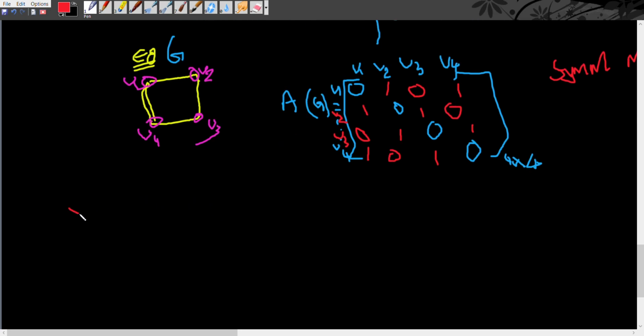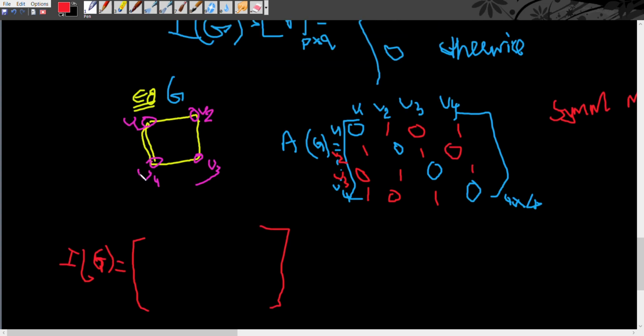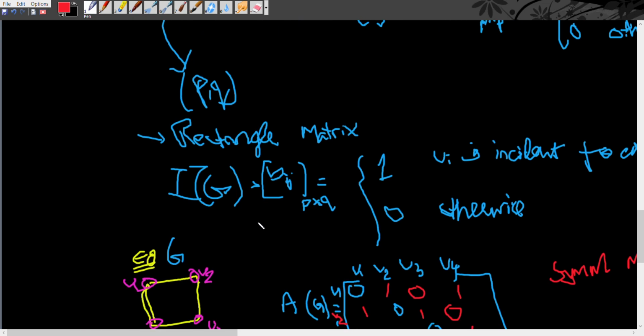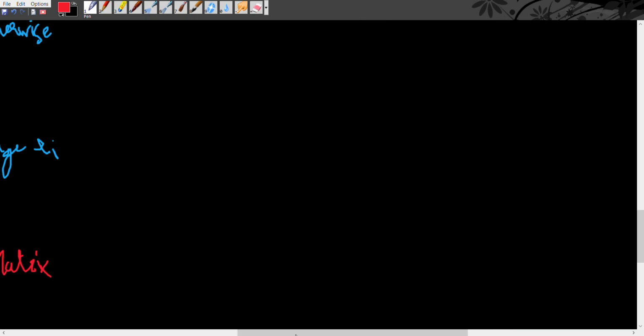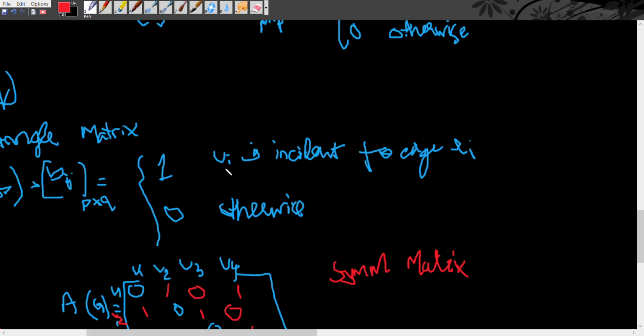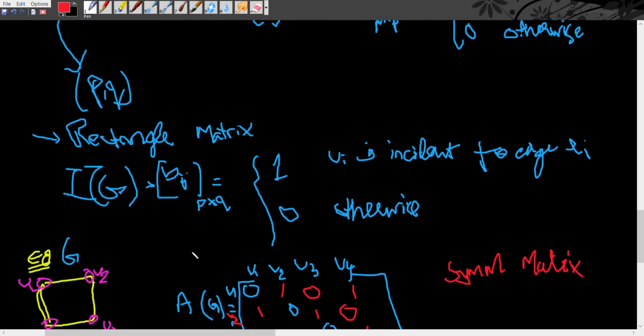Now let's write down the incidence matrix. Pardon my handwriting. The incidence matrix, if you remember, is of order P cross Q. Coincidentally, in this case, P and Q are the same, so it is again a 4 cross 4 matrix. It's not the case every time. So I of G is a set of elements in the matrix of P cross Q, and it is 1 if Ui is incident to edge Ei. That means your vertex is incident to an edge.